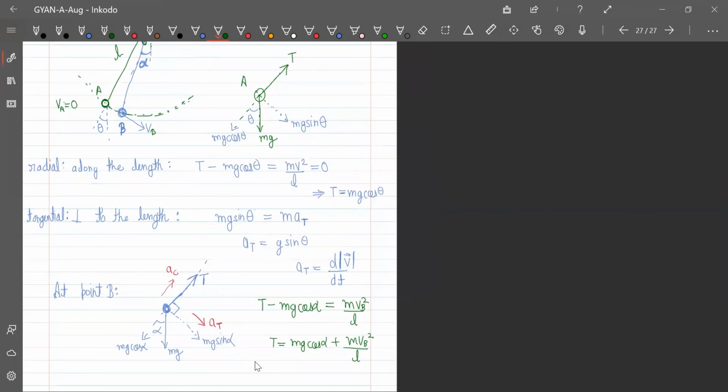And दूसरे direction में, इसके perpendicular वाले direction में, if I write the forces, mg sin alpha ही लग रहे हैं, and mg sin alpha is responsible for your tangential acceleration. So tangential acceleration is g sin alpha, and this will be your dv by dt, rate of change of speed. So tangential acceleration speed बढ़ाने के काम आता है, और centripetal acceleration, it increases the tension.